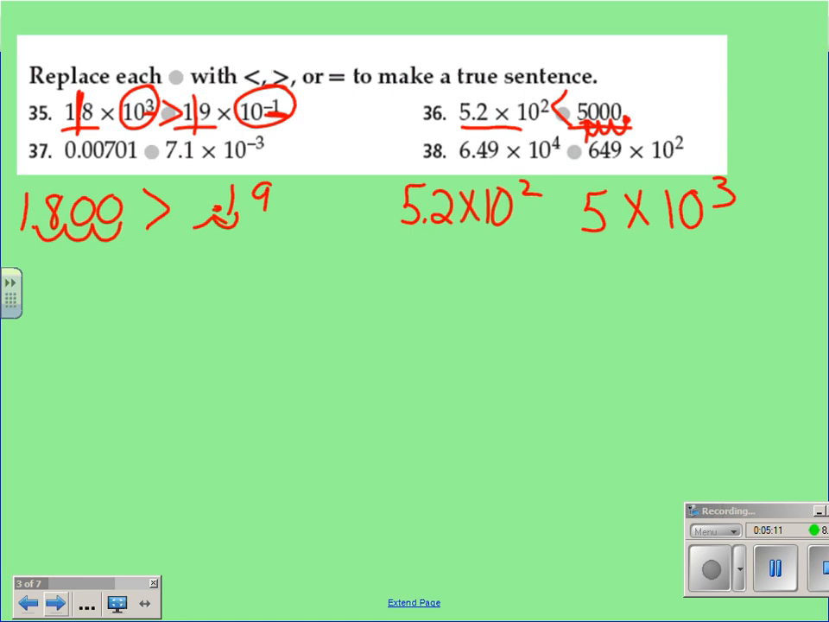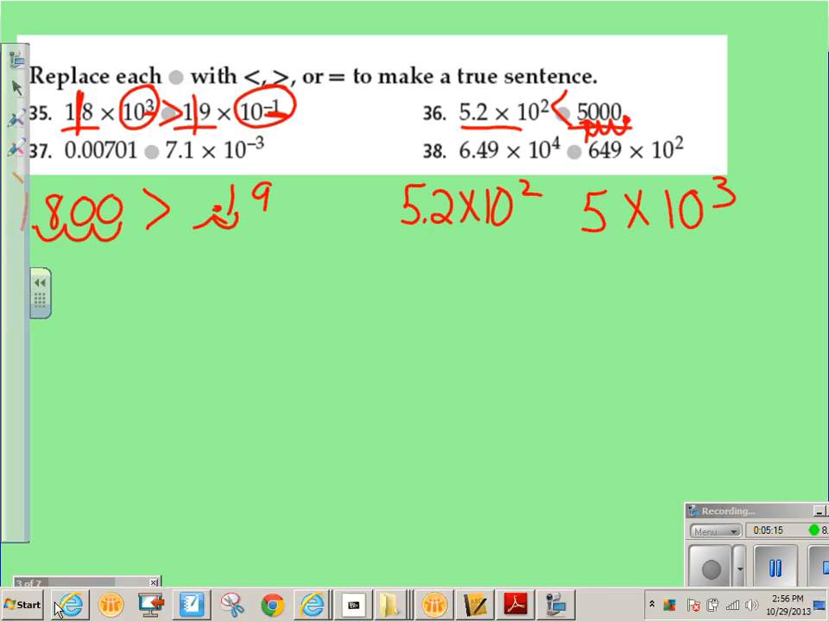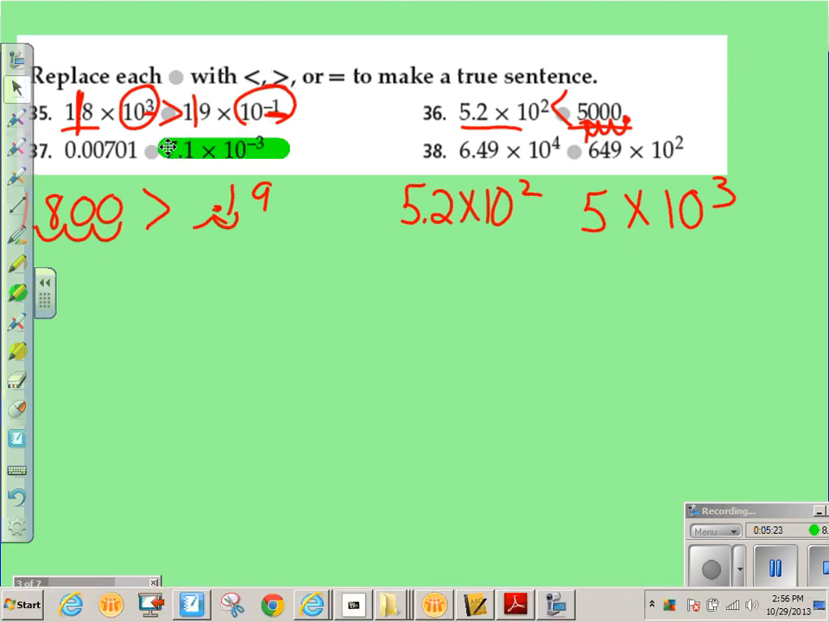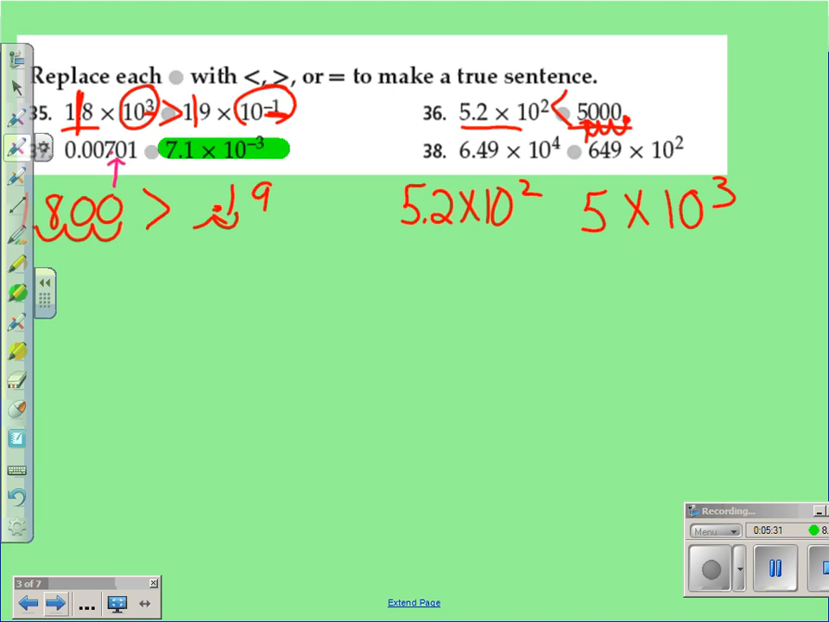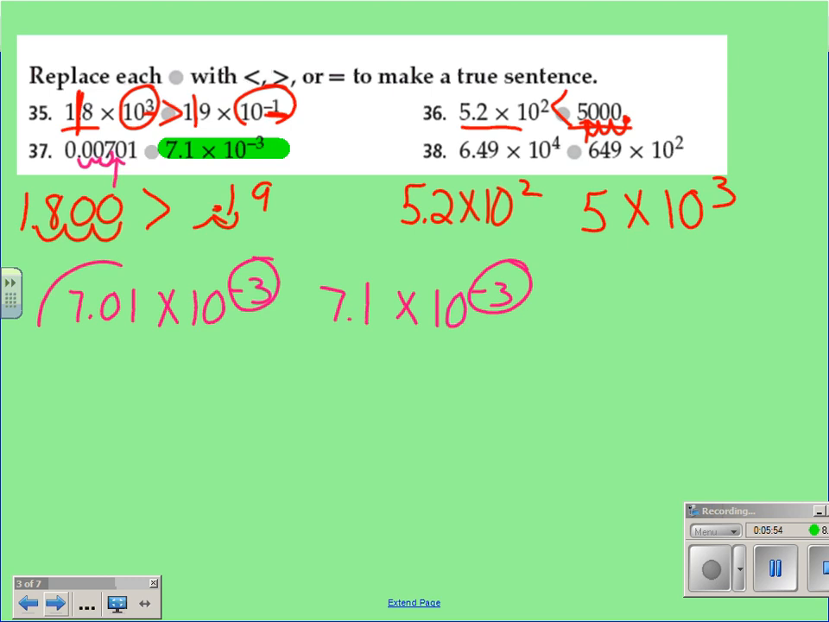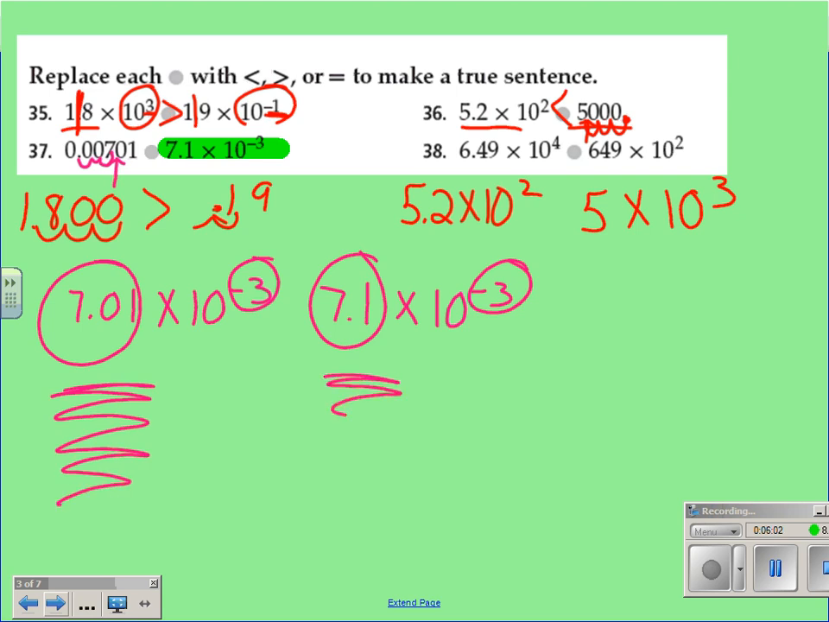In this one, both values are not in scientific notation, only the second value. So I'm going to turn both into scientific notation. 0.00701, I'm going to put the decimal to make it scientific notation. That would mean it's written as 7.01. I would have to count back 1, 2, 3, so that's 7.01 times 10 to the negative third power, and I'm comparing it to 7.1 times 10 to the negative third. I like that, the exponent is exactly the same. So all I really have to do is compare 7.01 and 7.1. This one is like $7.01. This is like $7.10. So I know this must be less than.